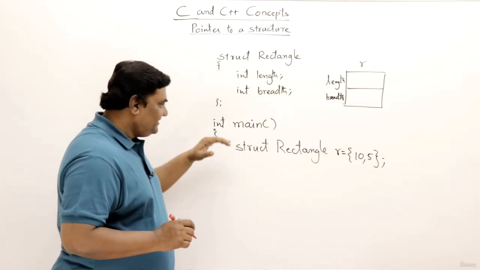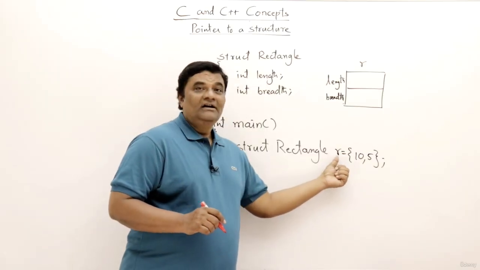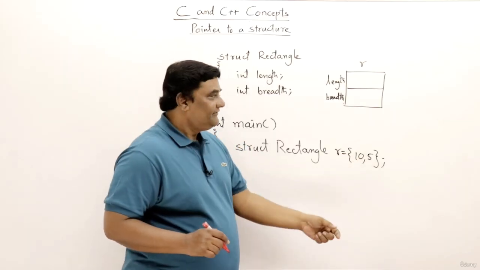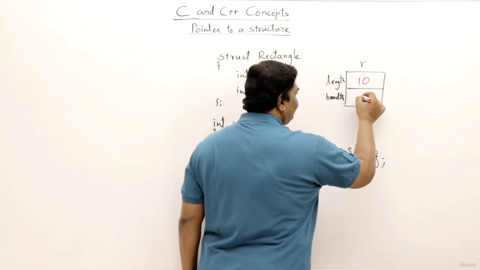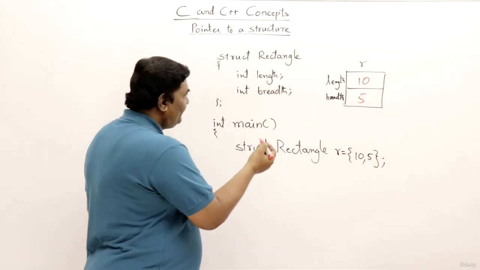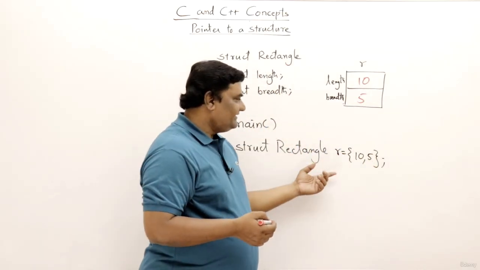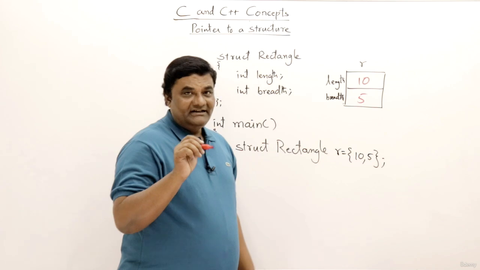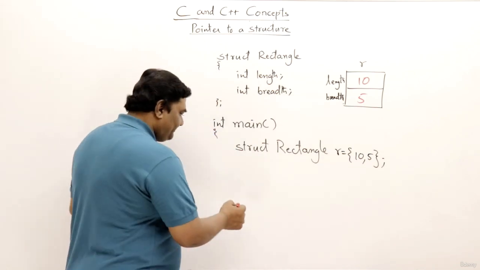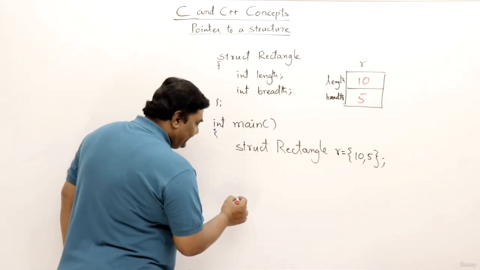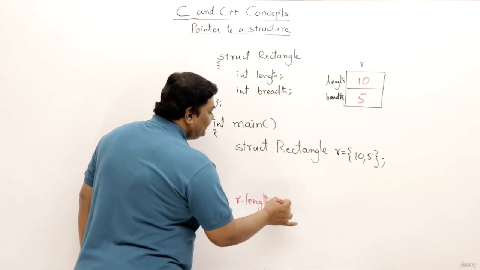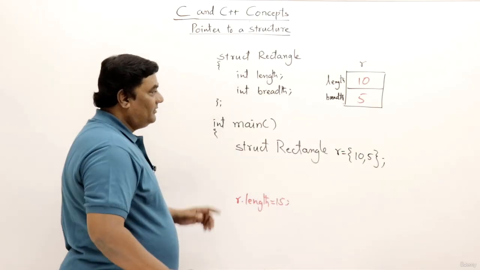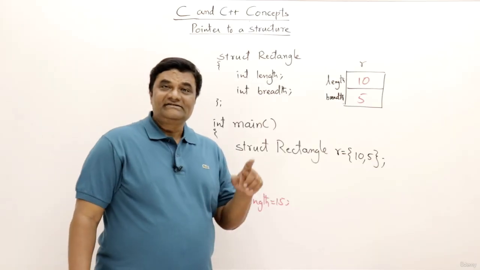Now, inside the main function, I have a rectangle variable and it is initialized with 10 and 5. So this variable occupies memory and it will have the values 10 and 5. If I want, I can directly access these members length and breadth by using the variable name r. So if I want to print or change, I can say r dot length assign 15. I can change it like this. But let us learn now how to access it with a pointer.